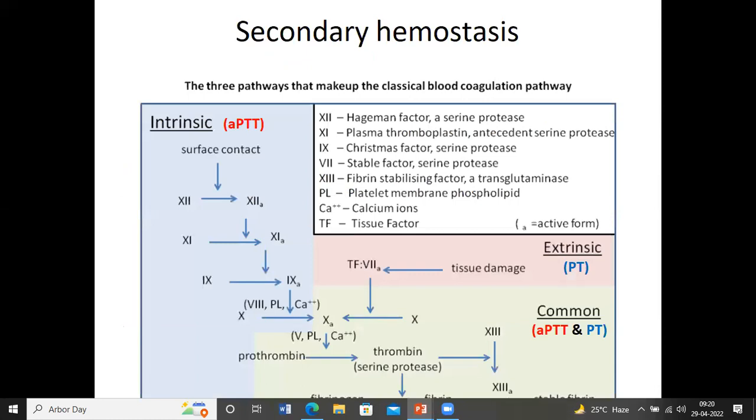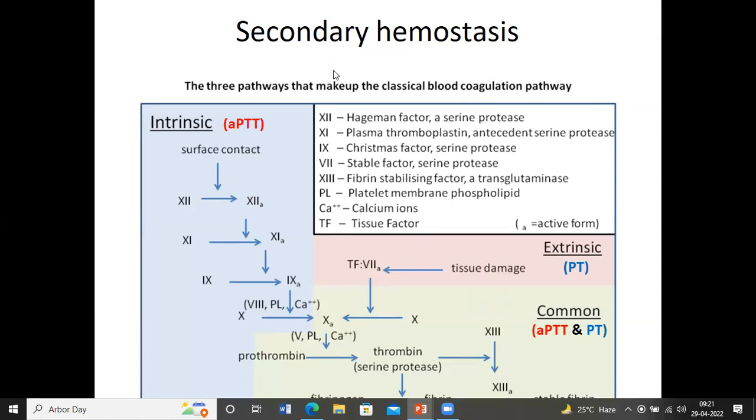Now we know that the platelet is just a temporary measure. We also need a permanent measure, and the permanent measure comes in the form of secondary hemostasis. We all have learned about this coagulation pathway, and I'm not going into the details of this, but just want to focus on certain points.